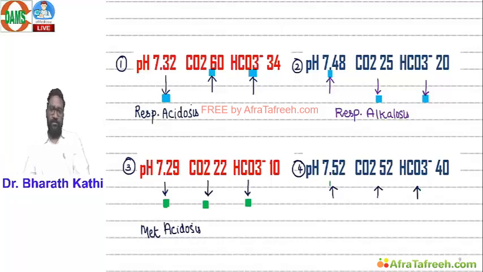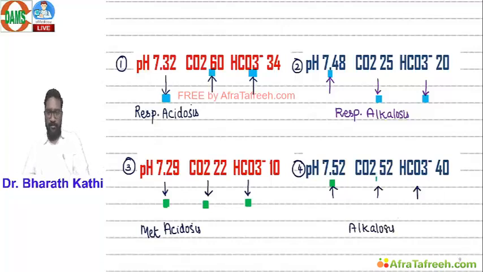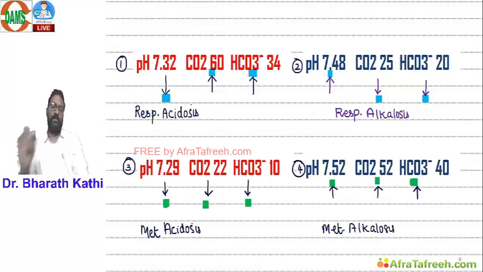Then fourth, pH increased, CO2 increased, bicarbonate increased. Increase in pH is alkalosis, that we all know. Then change in pH with respect to parameters is in the same direction. What should be the name? Metabolic.